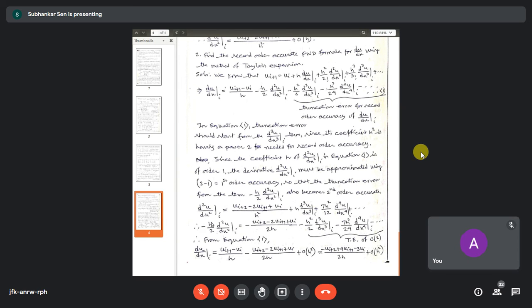So we are multiplying the right hand side with minus h by 2. After multiplication, we get this expression, and now this is becoming minus h square by 2 times the derivative. So this is the truncation error term, the leading term of the truncation error, and this is its coefficient. The exponent is 2, and our question is to find the second order accurate forward difference formula.